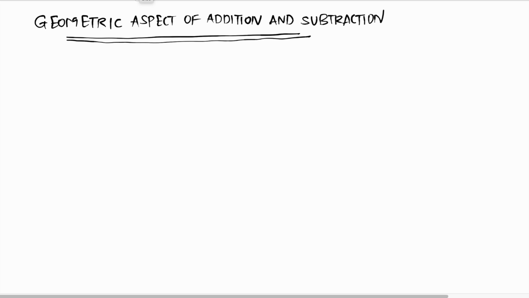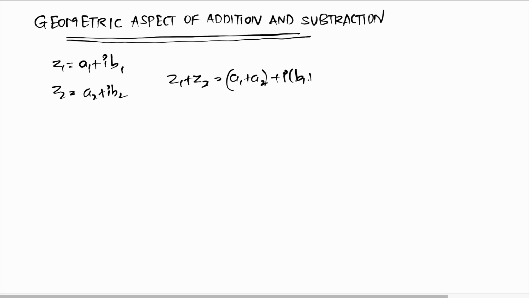Hi guys, today we'll understand the geometric aspect of addition and subtraction of complex numbers. So, the basic algebraic aspect: we've seen that if I have a complex number z1 which is a1 plus ib1 and a complex number z2, a2 plus ib2, then if I'm adding the complex numbers, it simply means the real part is a1 plus a2 and the imaginary part is b1 plus b2. So this is regarding the algebra.